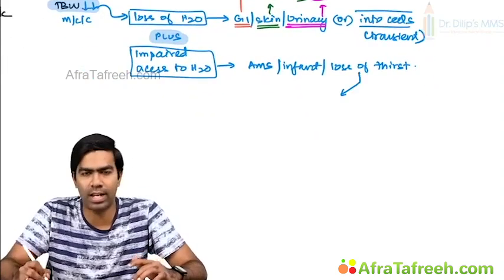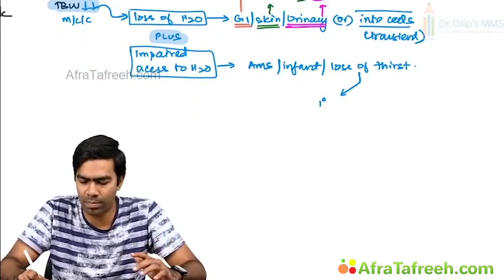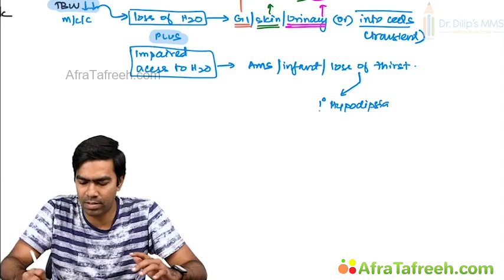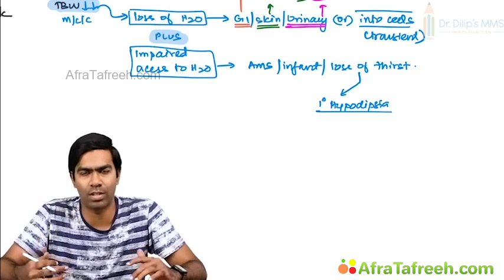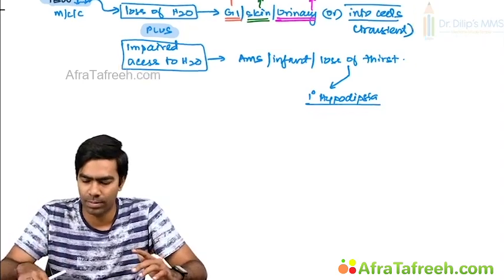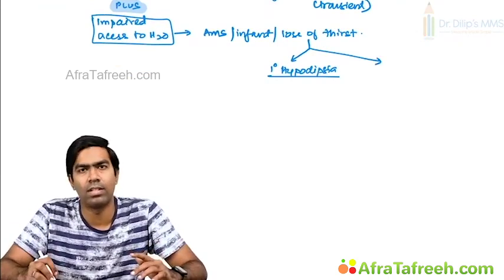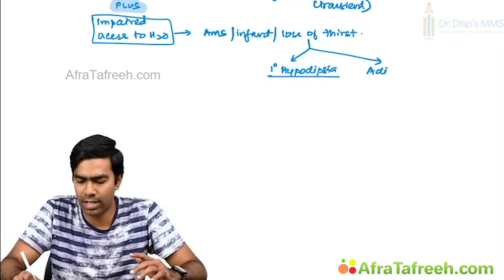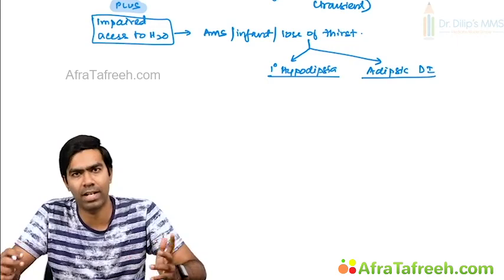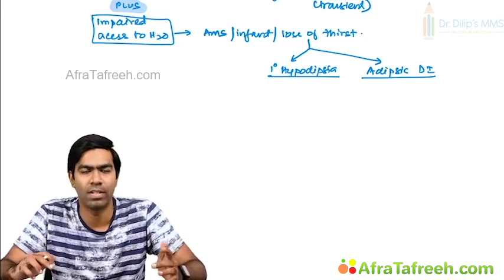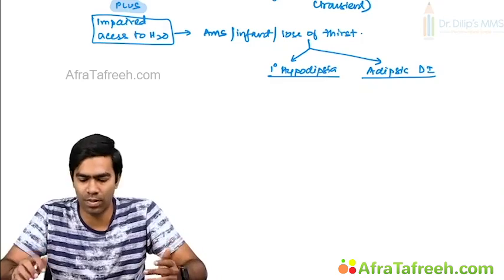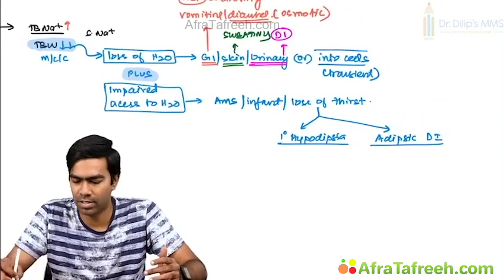Similarly, loss of thirst can happen in variety of conditions. There is an entity called primary hypodipsia or primary adipsia, where the patient will not have that urge to drink water. The thirst will be lost. Second, the patient also may have an entity called adipsic diabetes insipidus, where the patient will be having diabetes insipidus, along with it, the patient might have impaired thirst as well. So this is what we refer to as adipsic diabetes insipidus.